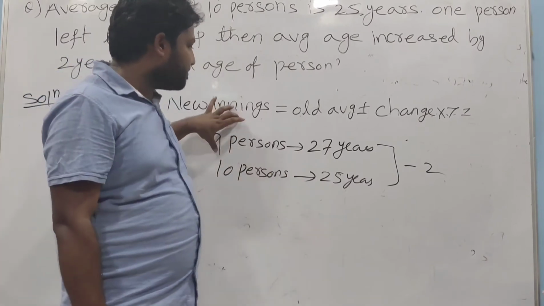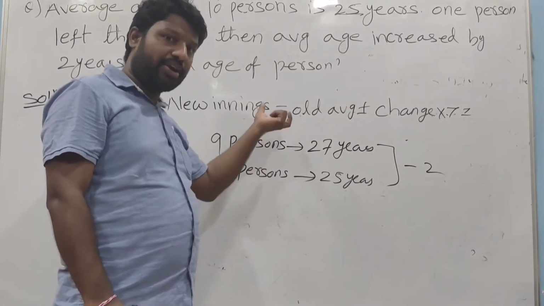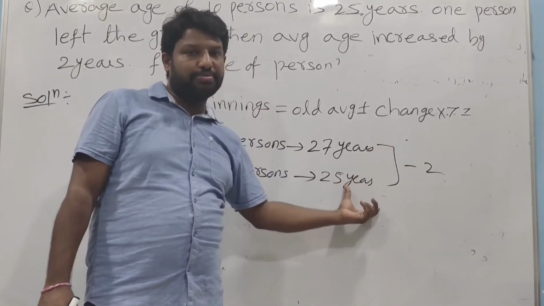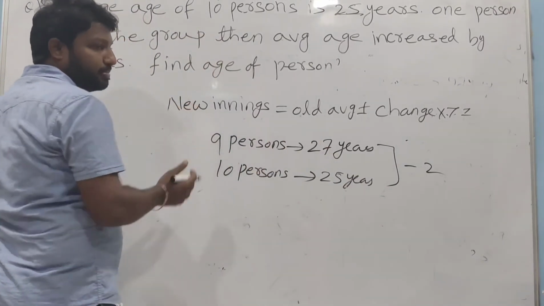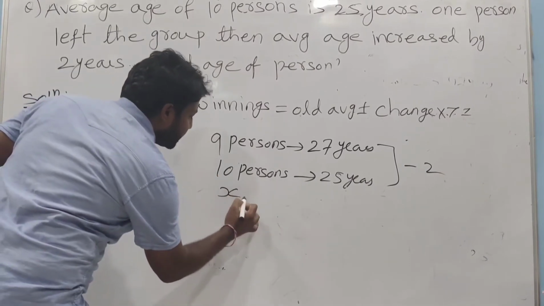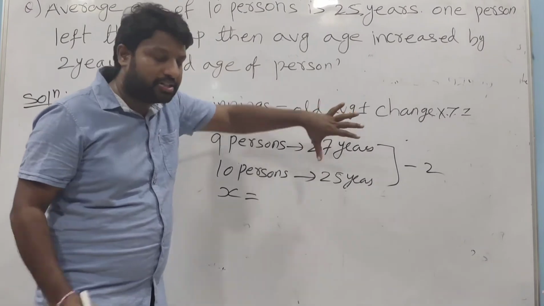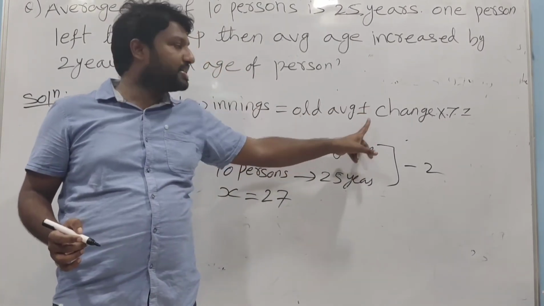Okay. Initially 9 persons are there, their average age is 27 years. Now 10 persons, because one person joined the group, the average is decreased by 2 years, so the average becomes 25 years. So I am relating this to my formula. New innings, because new innings means a new person added. I don't know that person's age, so I am taking X. New innings is equal to old average. What is the old average? The 9 persons' average, that is 27. Old average plus or minus average change.